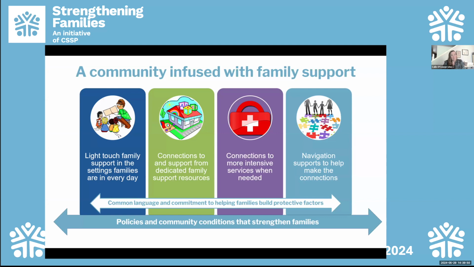And in addition, we need to see policies and community conditions that strengthen families, that build up these pieces of a family support system, but also just make it easier for families to live in that community and to support their children.